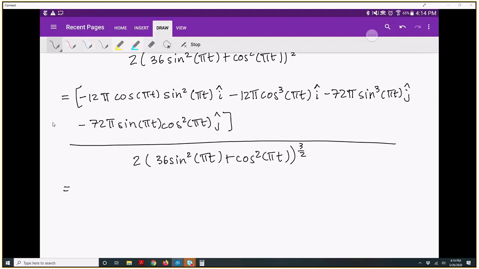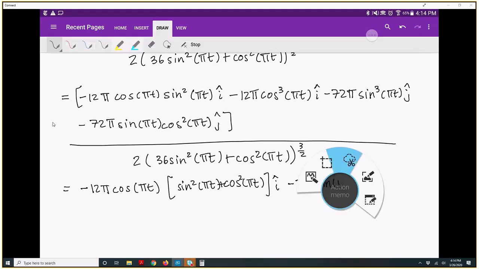So now it looks like I can factor minus 12 pi cosine of pi t times sine squared of pi t plus cosine squared of pi t, and that's times i cap. And similarly, I can factor here minus 72 pi sine of pi t, again.